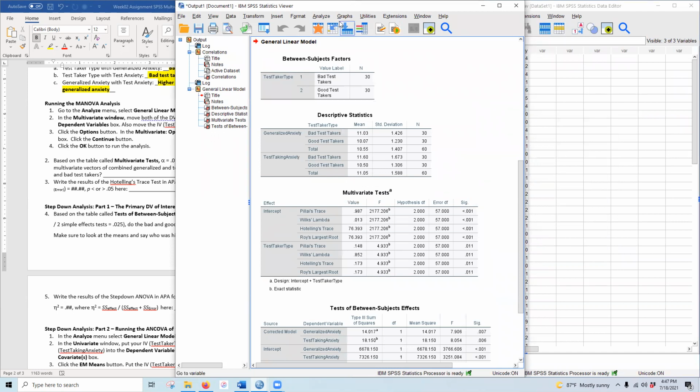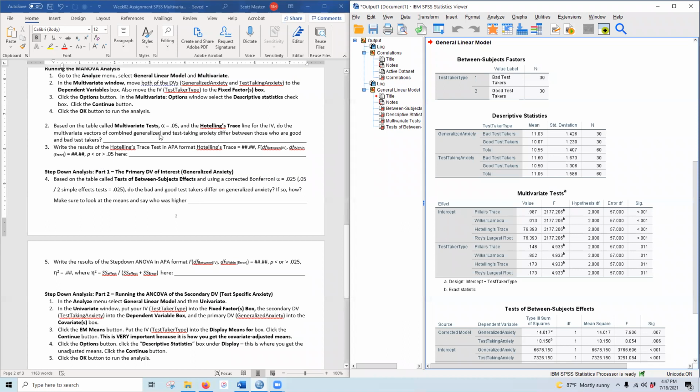All right, so here is our output, and let's interpret it. So based on the typical multivariate tests, right here, and looking at Hotelling's trace, not for intercept, we need it for test taker type, Hotelling's trace, there we go. Do the multivariate vectors of combined generalized and test taking anxiety differ between those who are good and bad test takers? Well, what the hell does that mean? Let's break it down. So here's Hotelling's trace for test taker type. 0.001 or 0.011, that's less than 0.05.